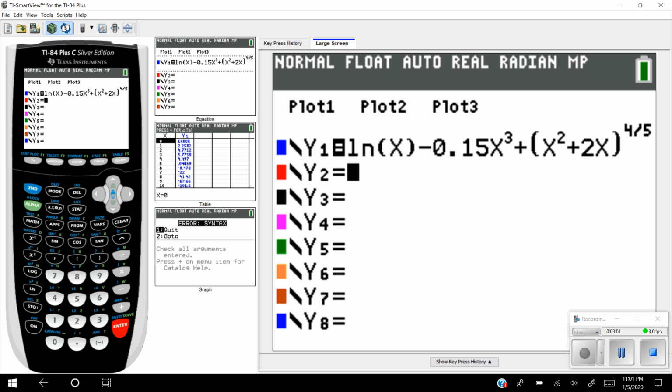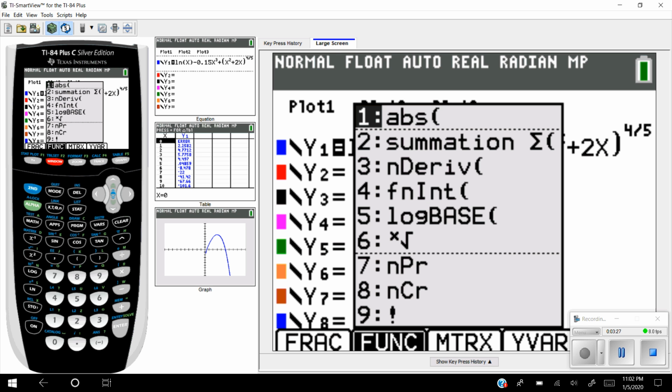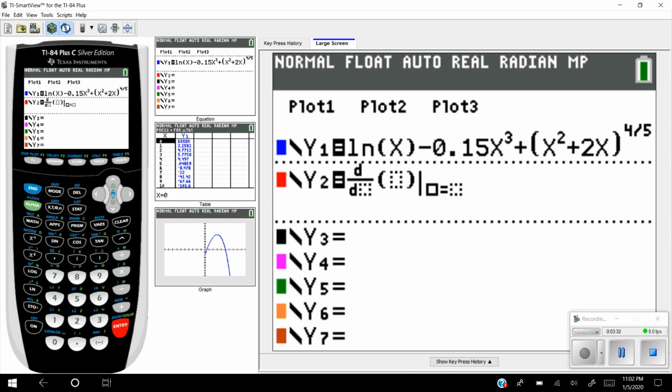Now, that is the velocity function. We are going to need the acceleration function. So that would be the derivative of this function. So to get the derivative function or the acceleration function into y2, I'm going to go to that shortcut panel where the nderiv feature is. So alpha window, and nderiv is option 3. Or you can use math, and I think it's number 8. So this is going to be d over dx.